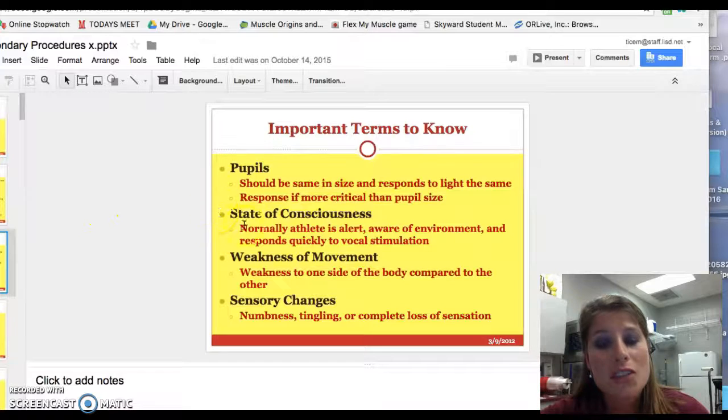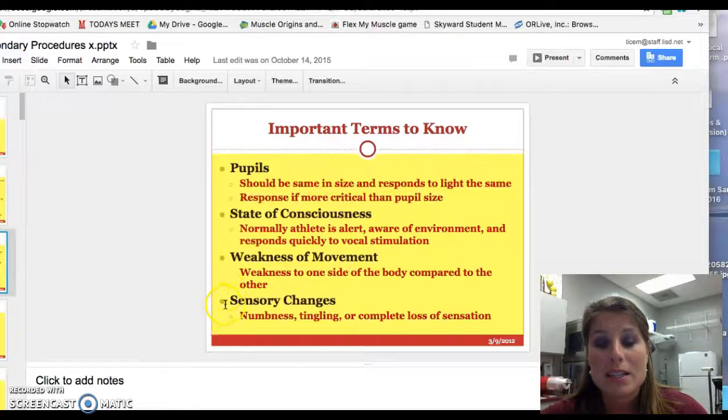We have state of consciousness. This is where we have to do our assess responsiveness in CPR. Hey, are you okay? Are they aware of what's going on? Do they respond when you call their name? That kind of stuff. The next one that we deal with is weakness of movement. Are they able to move their left side of their body but not their right, which could indicate a stroke? Different things like that.